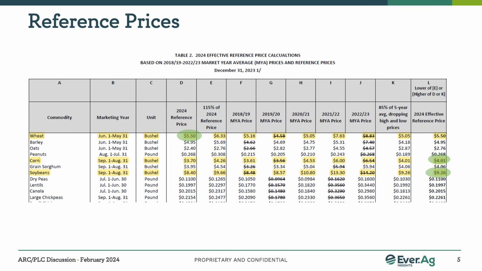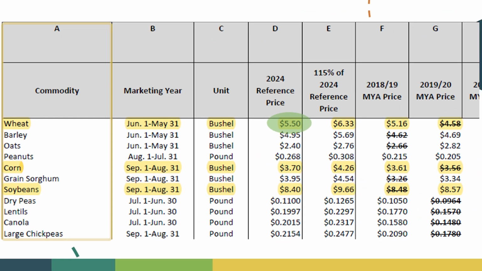This document came out on December 31st of 2023, and we're going to work our way from the left to the right on this. In column A, we're going to talk about 3 commodities in general: wheat, corn, and beans. Then column B is the marketing year. Corn and beans have a marketing year of September 1st to August 31st, meaning that what we elect today doesn't actually start tracking a marketing price until September 1st of this year and goes through August of 2025.